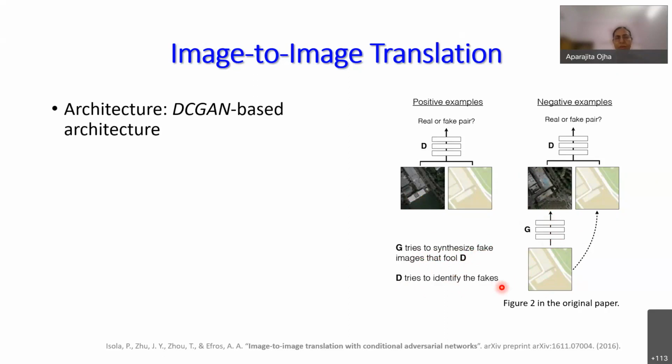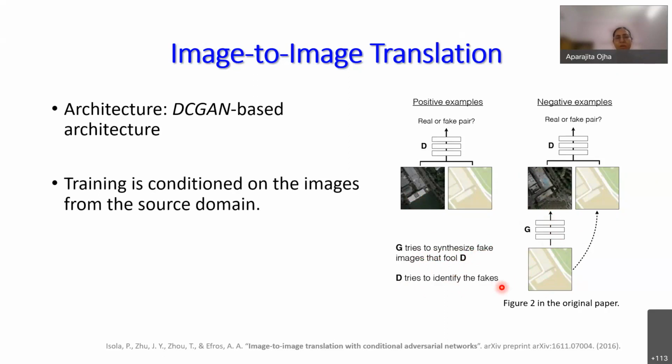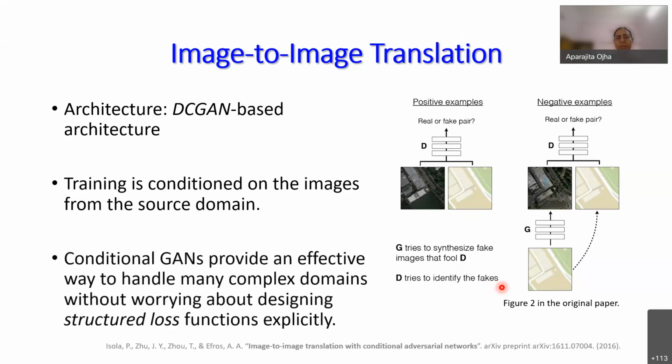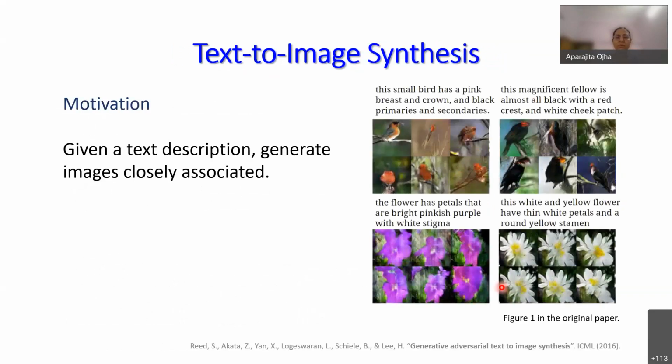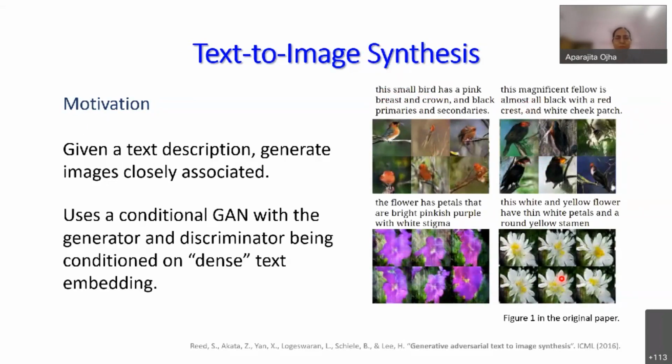So the architecture is almost like DCGAN. Training is conditioned on the images from the source domain, and conditional GANs provide an effective way to handle many complex domains without worrying about designing a structured loss function explicitly. In the previous case, InfoGAN, you had to define structure. You have to define a different loss function. Here they say that we don't worry about that. Now, text to image synthesis, I hope you remember that. From text to image, very good examples are there. It uses a conditional GAN with the generator and discriminator being conditioned on dense text embedding.